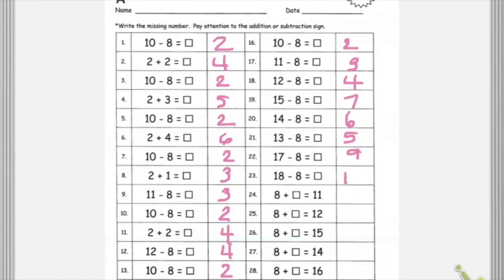Number 23 is 10. Number 24 is 3. Number 25 is 4. Number 26 is 7. Number 27 is 6. Number 28 is 8. Number 29 is 9. And number 30 is 10.